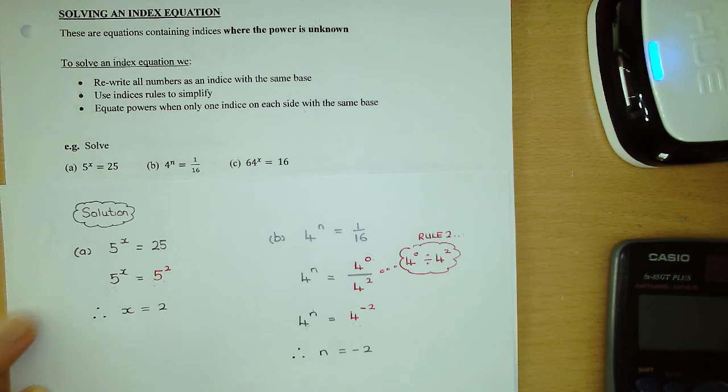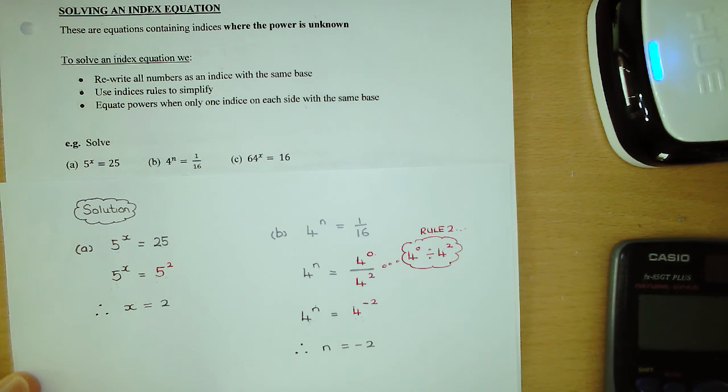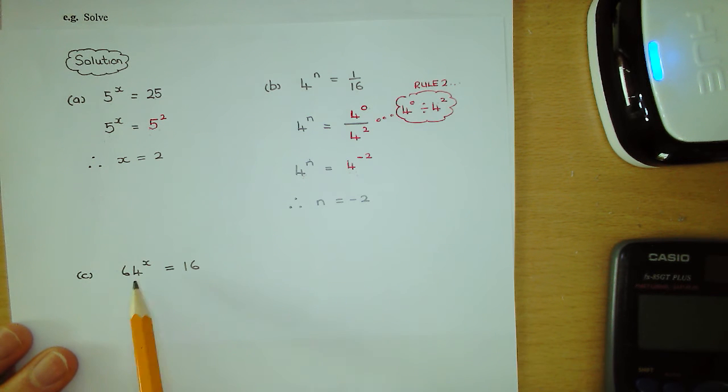Okay. Part C, we have 64 to the power of x is equal to 16. Now, it's much harder, this one. The base over here is 64. Is it possible to rewrite 16 as a base of 64? No. It's very difficult to write 16 as a base of 64. So, can we think of a smaller number? Can we think of a number that we can write 64 and 16 in terms of?